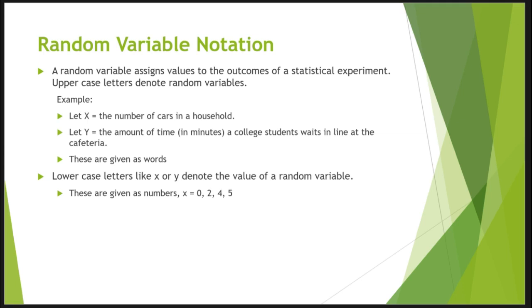So for example, let X equal the number of cars in a household. Let Y equal the amount of time in minutes a college student waits in line at the cafeteria. Lowercase letters denote the value of a random variable, so these are given as numbers. So if lowercase x equals 0, 2, 4, and 5.